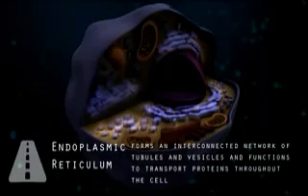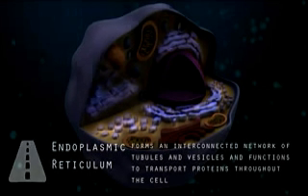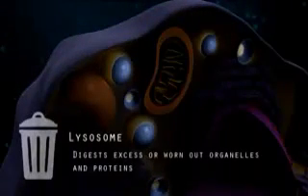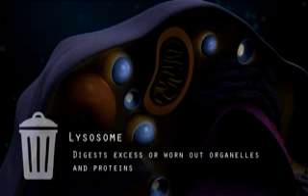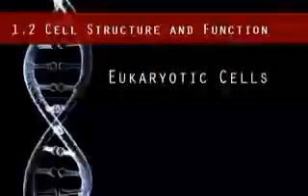The endoplasmic reticulum is the highway of the cell. It forms an interconnected network of tubules and vesicles and functions to transport proteins throughout the cell. So those protein-containing vesicles would be like the trucks on the highways of our city. Many of the protein-producing ribosomes are located on the endoplasmic reticulum. The lysosome is the trash man of the cell because it digests excess or worn-out organelles and proteins by breaking them down and removing them.